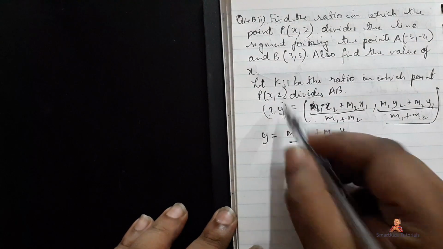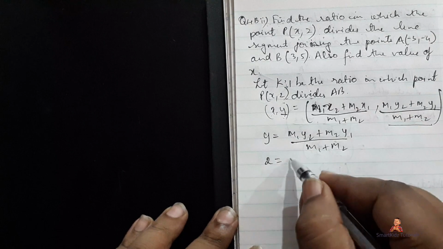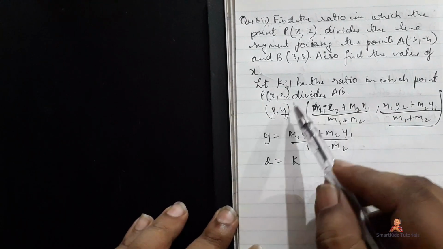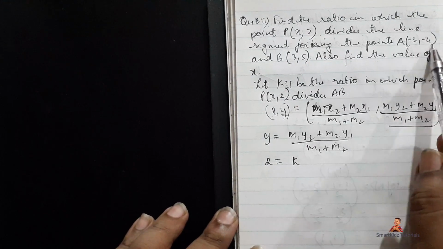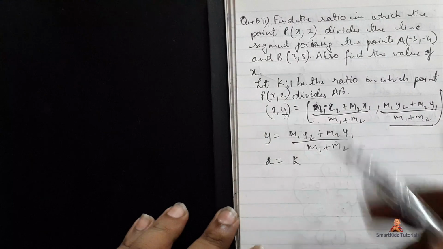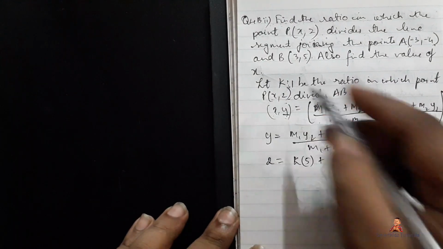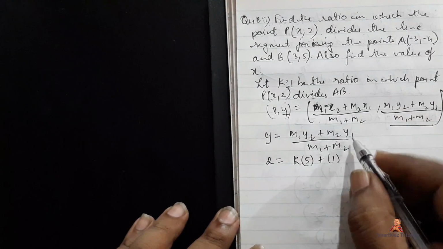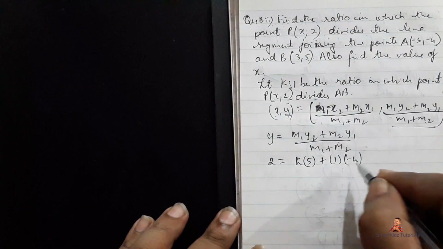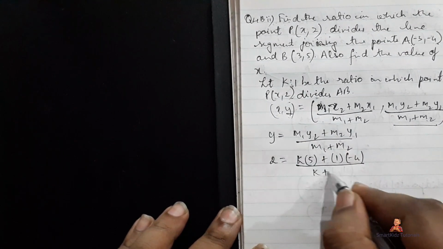Next, y is given to us as 2, so I'll put 2 over here. m1 we have assumed as k, and that will be multiplied by y2, in this case that is B, so b over here would be 5. So that's 5 plus m2, which we have assumed as 1, and y1 we'll take as minus 4. Minus 4, whole thing upon m1 plus m2. m1 is k, m2 is 1.